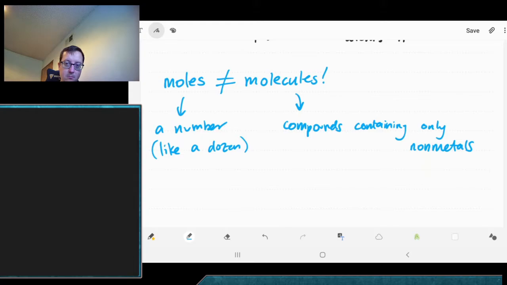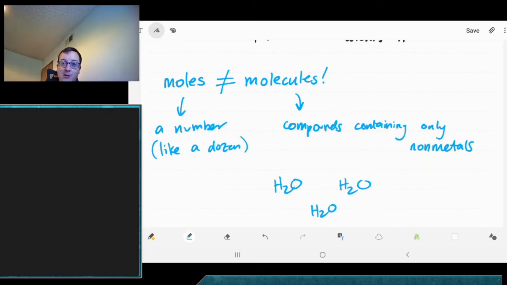So a number, like a dozen, is not the same thing as a compound, right? They have nothing to do with each other. One is a number, one is a way of counting like one unit of a substance. So we have one water molecule that is here, H2O. We can have 3 of them. Now I have 3 water molecules, so each of those is a molecule.